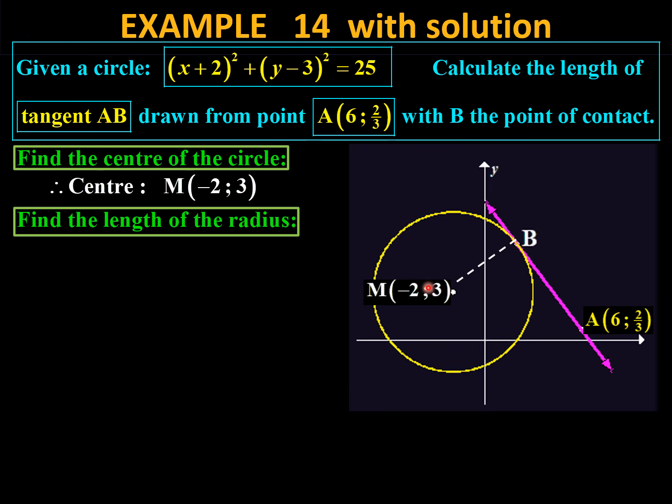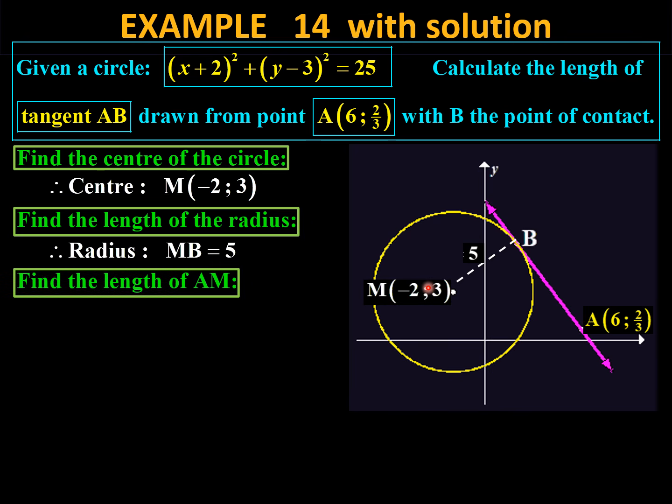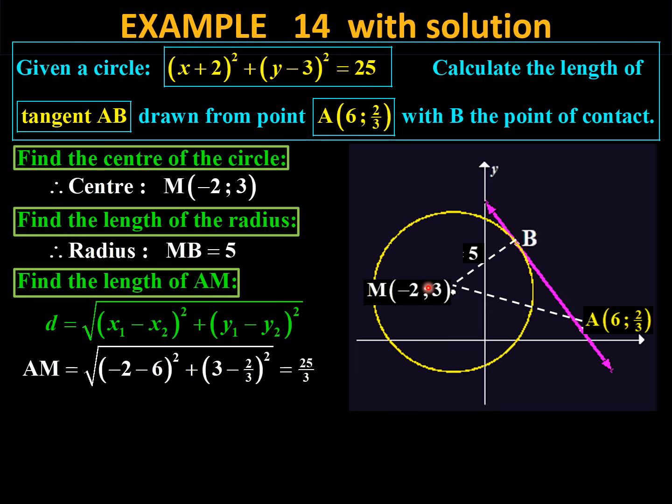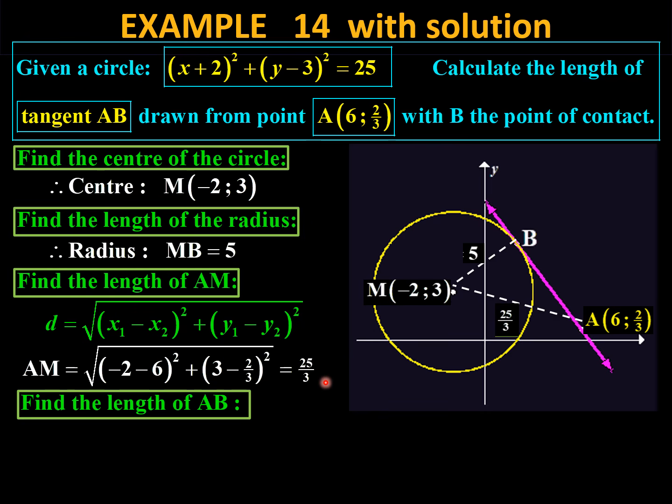We don't have to calculate that. So the length of the radius can just be written down, which is 5. Let's insert that in the sketch so we know that's a 5. Now we want the length of AM. If I find AM, I have A and M's coordinates, so I can just use my distance formula. Applying the distance formula correctly, I end up with 25/3. Let's insert that 25/3.